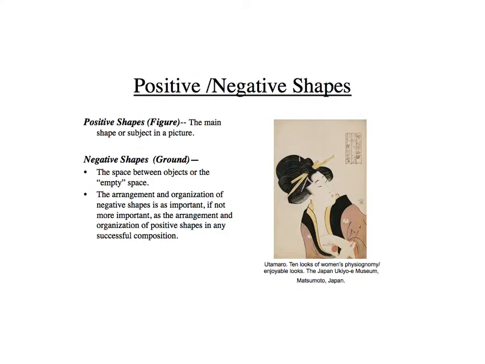Positive and negative shapes are something we talked about in our first PowerPoint as well. Positive shapes are the main object or the figure or subject matter. Negative shapes are the ground that surrounds the figure. So it's the empty space behind the figure. Oftentimes, we don't think about the negative space being important, but in a successful composition, those positive and negative shapes need to be balanced.